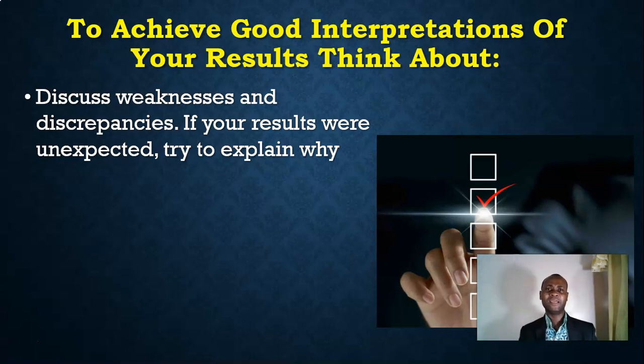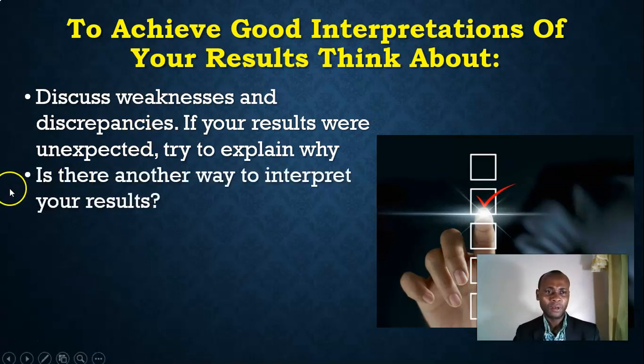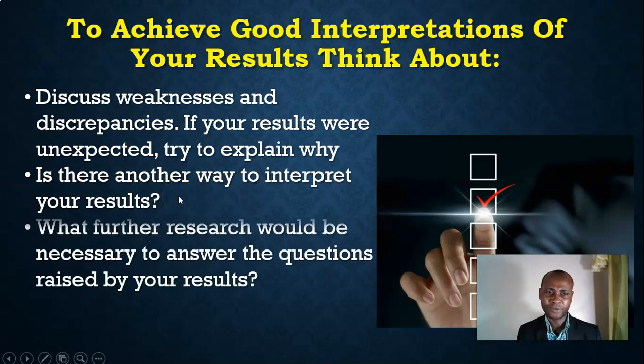Okay, don't be in the attitude of trying to defend what you have done. If there are any weaknesses in your findings, you have to acknowledge them. So if your results are unexpected, you have to try to explain. If there are any discrepancies, try to explain why you think you got that kind of results. Is there another way to interpret your results? What further research would be necessary to answer the research questions raised by your results?